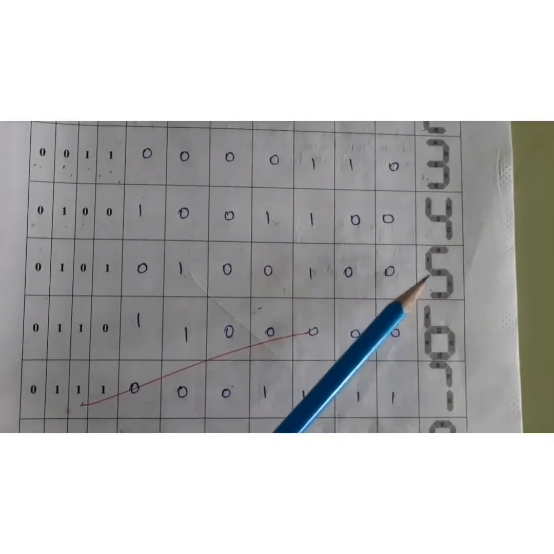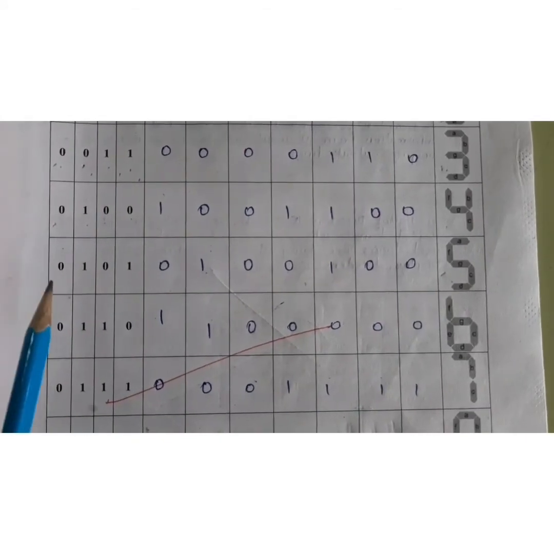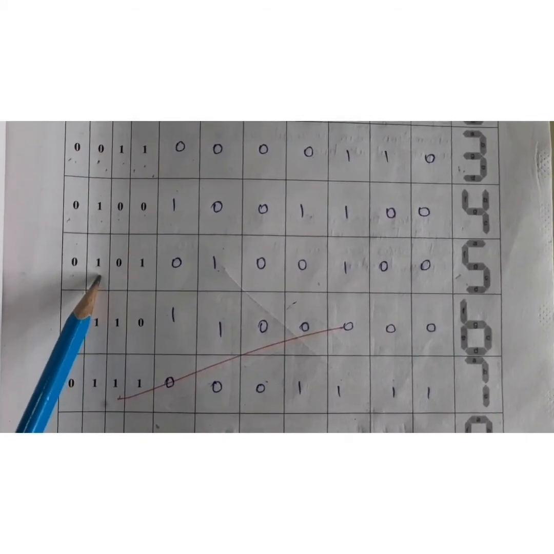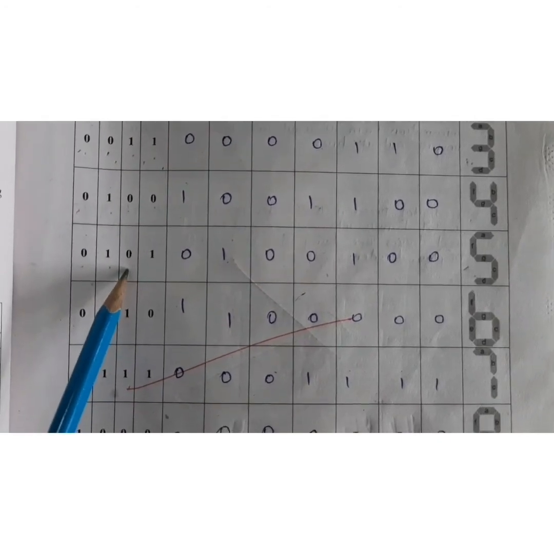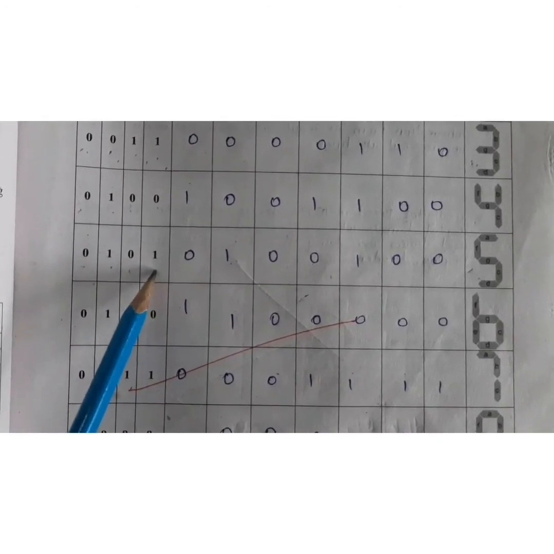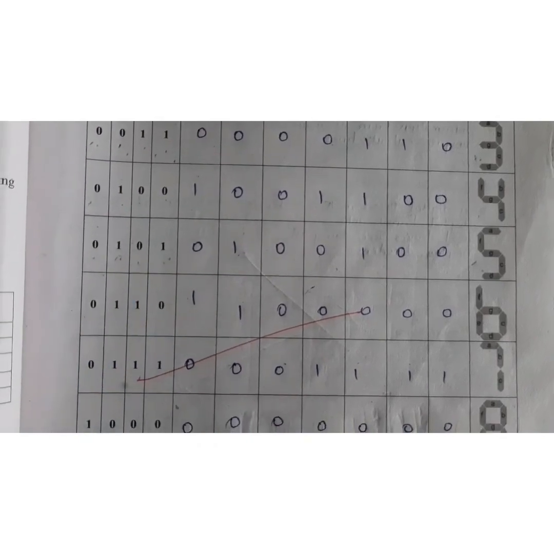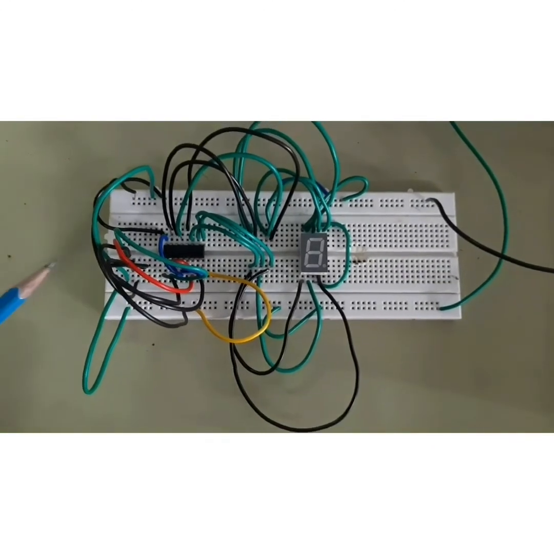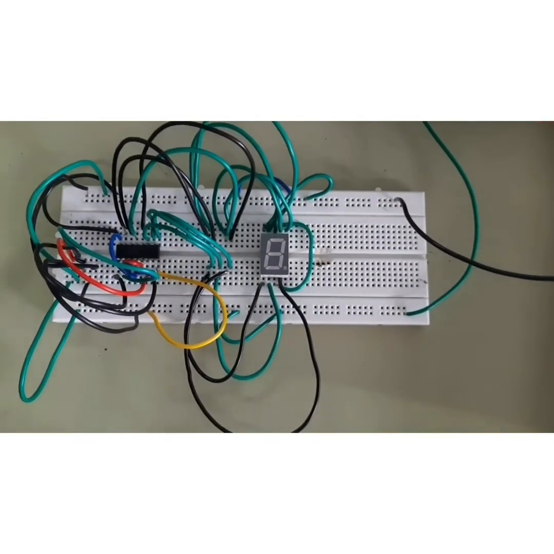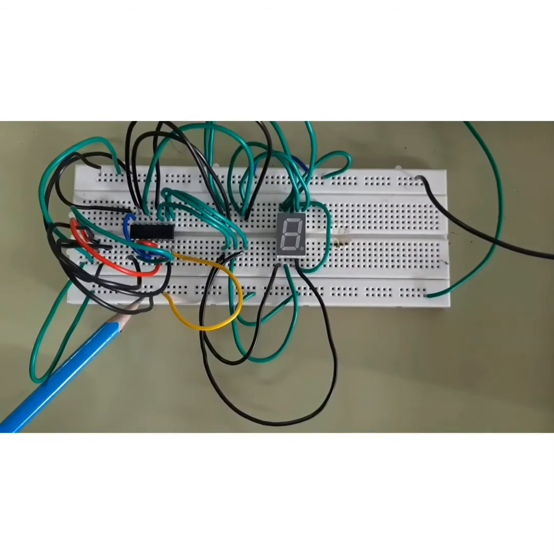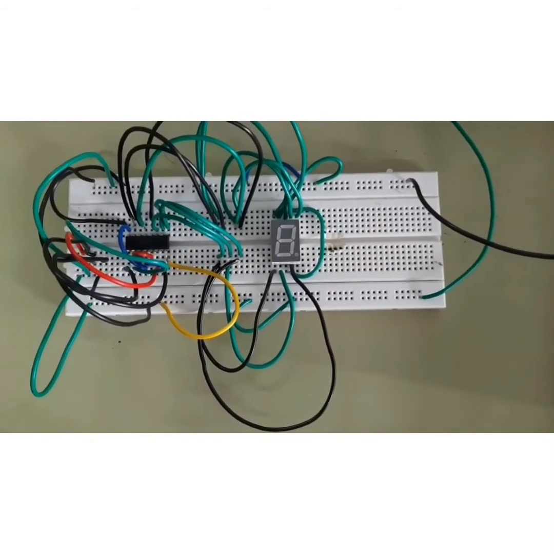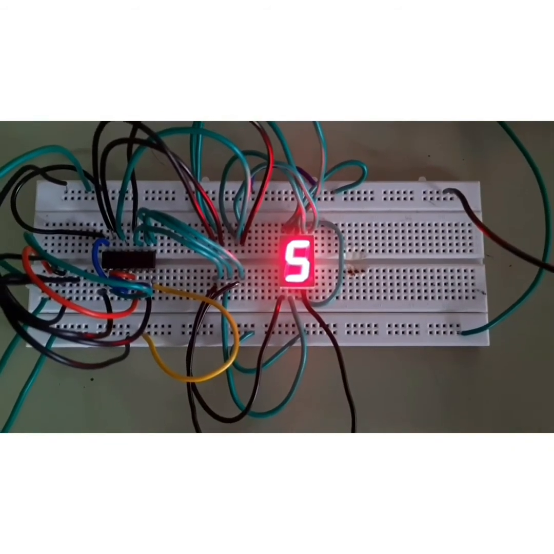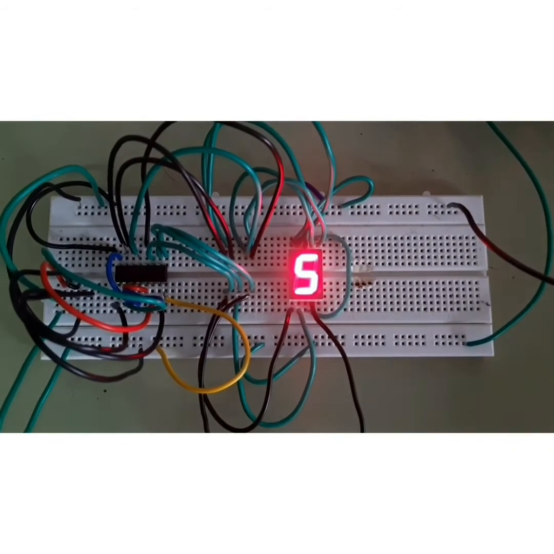Now to display decimal number 5, B3 we are going to connect to 0, B2 to 1, B1 to 0, and B0 to 1. Only these two we are going to connect to 1. You can see here B3 is connected to 0, B2 to 1, B1 to 0 and B0 to 1, and decimal number 5 is displayed on the 7 segment display.